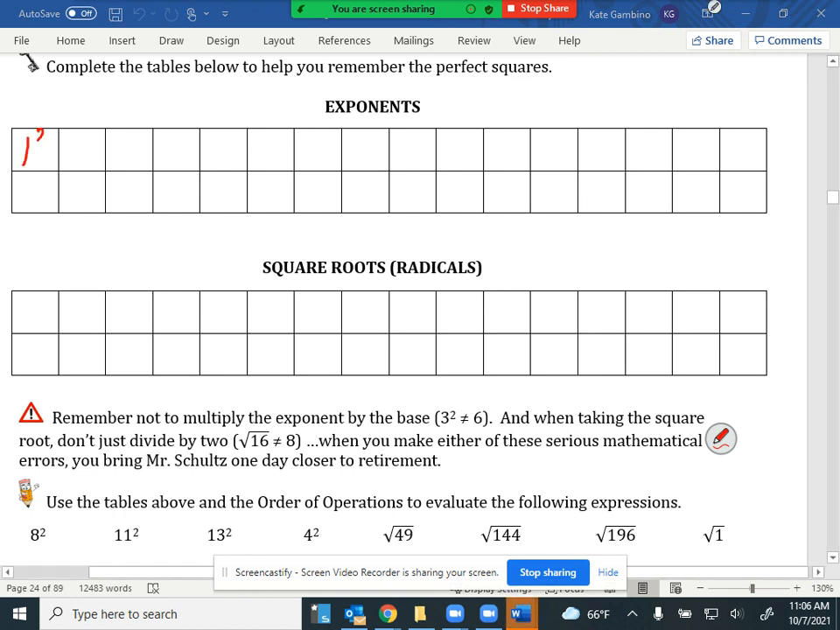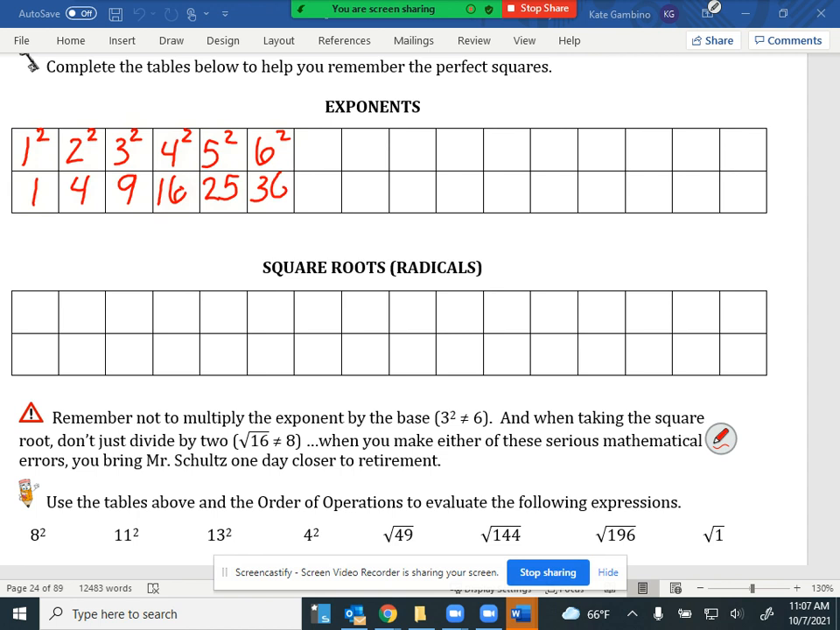We're going to start with 1 squared is 1. 2 squared is 4, because that's 2 times 2. 3 squared would be 9, 3 times 3. 4 squared, 4 times 4 is 16. 5 squared, 5 times 5 is 25. 6 squared, 6 times 6 is 36. 7 squared, 7 times 7 is 49.